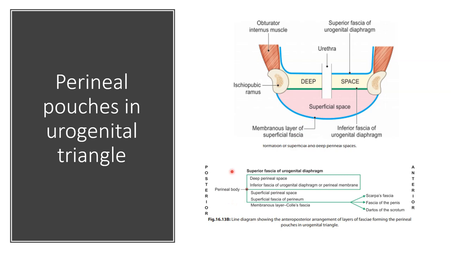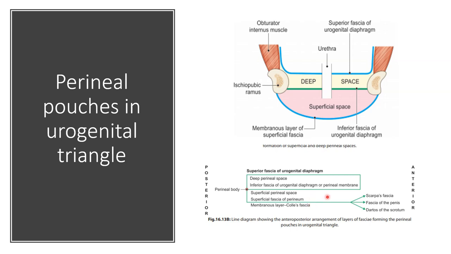So if you understand this part, you can say that there is a superior fascia of urogenital diaphragm and inferior fascia of urogenital diaphragm. Between them is the deep perineal space, and it is closed on all sides, and through it passes the urethra, which is known as membranous urethra. Then there is the superficial perineal space or perineal pouch, which is between the inferior fascia of urogenital diaphragm or perineal membrane and the membranous layer of superficial fascia of perineum, known as Colles fascia.